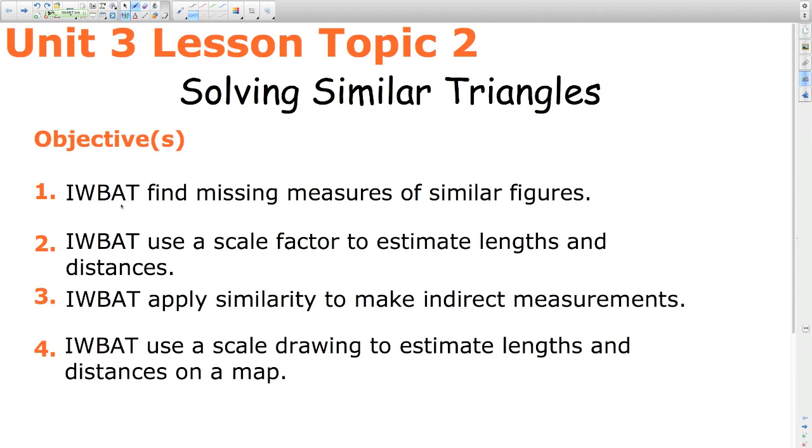Our objectives today are: I will be able to find missing measurements of similar figures. I will be able to use a scale factor to estimate lengths and distances. I will be able to apply similarity to make indirect measurements. And I will be able to use a scale drawing to estimate lengths and distances on a map.